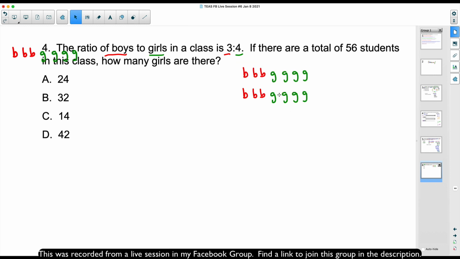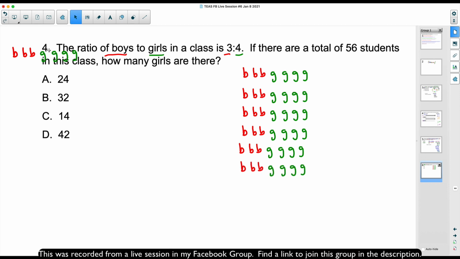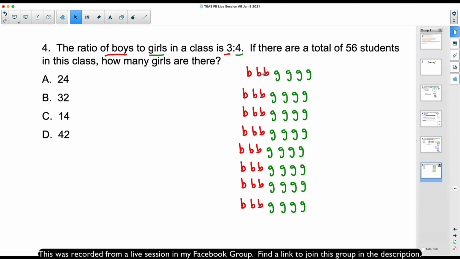There's 7, 14, 21, 28, 35, 42, 49, and 56. This is a crazy way, but I just want y'all to see. What I've done here is I've taken that 3-4 ratio, 3 boys for every 4 girls, and that's only 7 students here. So I really had to multiply this by 8 to get a total of 56 students in all. And now you can count the G's if you want to. I'm going to show you a better way, but I just want y'all to see it visually.